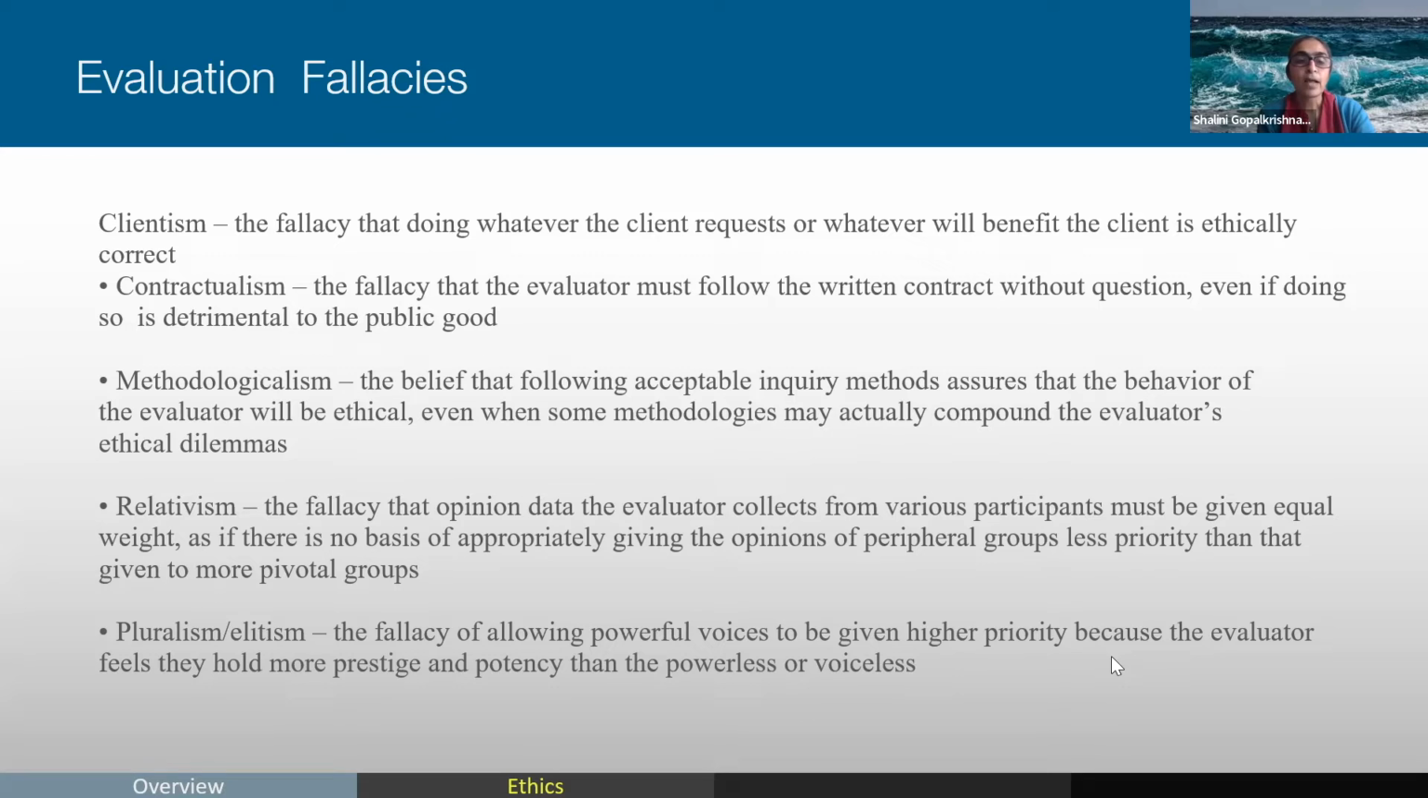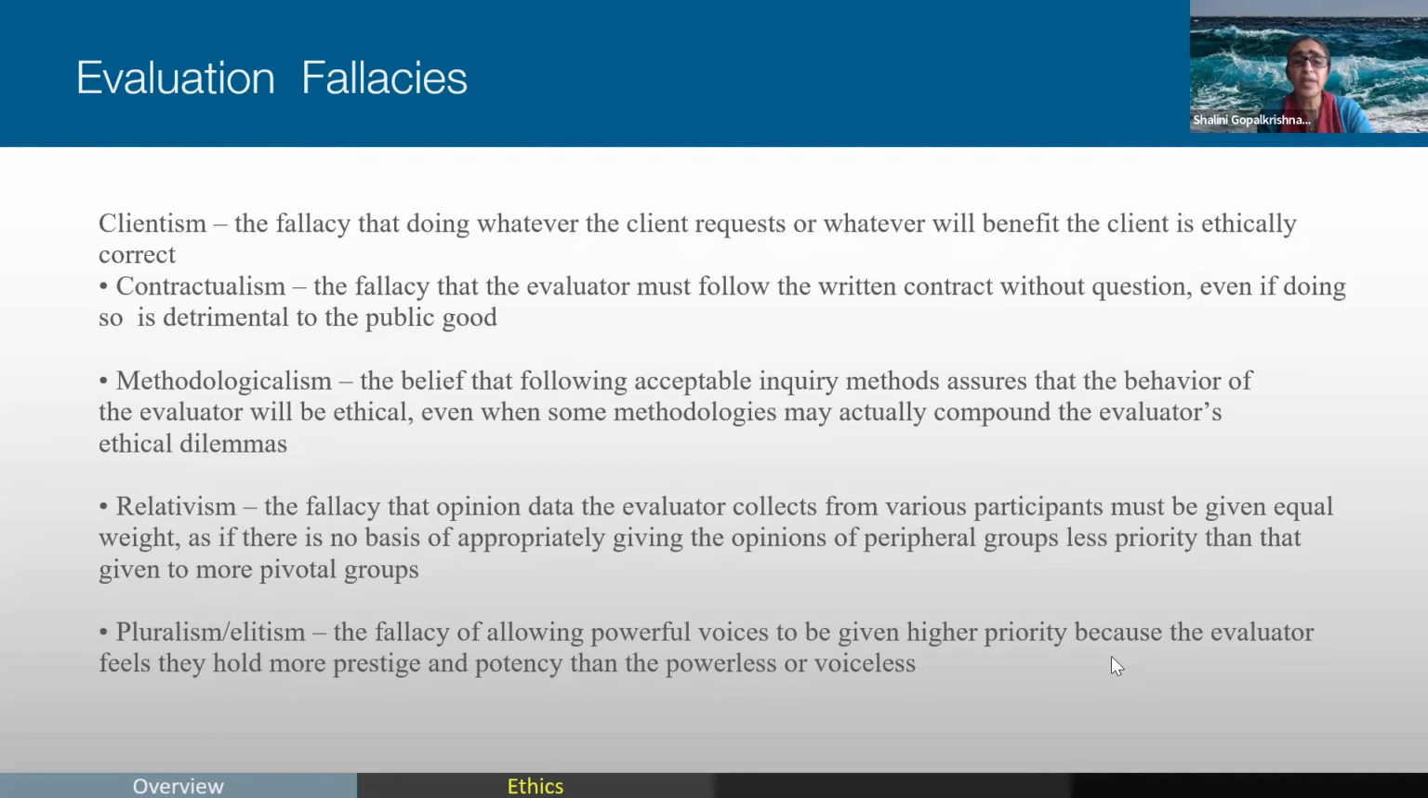Then there's this idea of contractualism, that you must follow the written contract. Okay, so that's another big issue. Then you're like, no, I did this method. Only this method will give me the right answer, will be ethical. Okay, so sometimes that is a fallacy that we come up with.